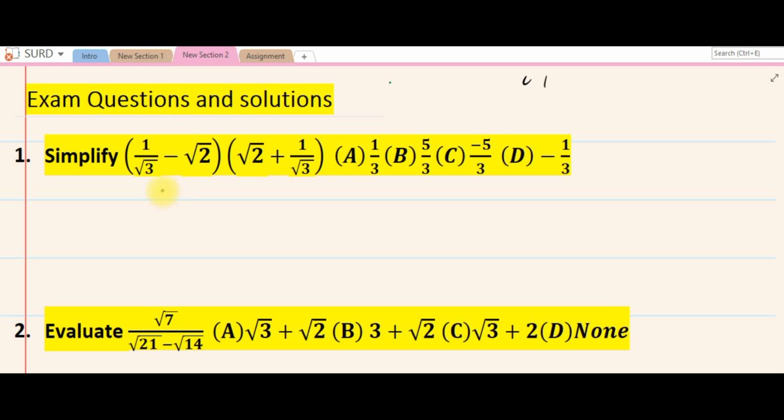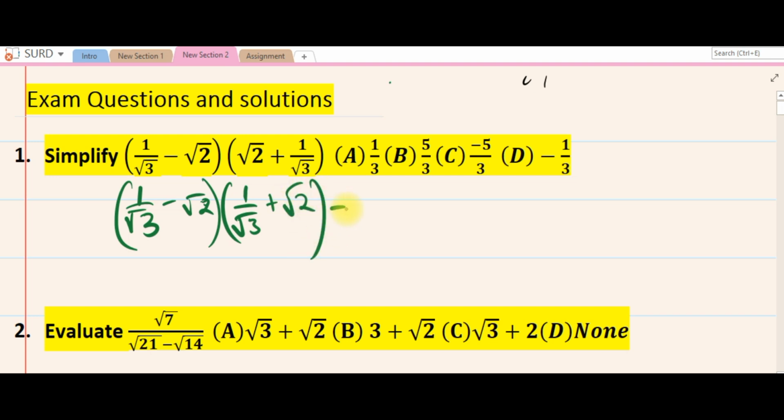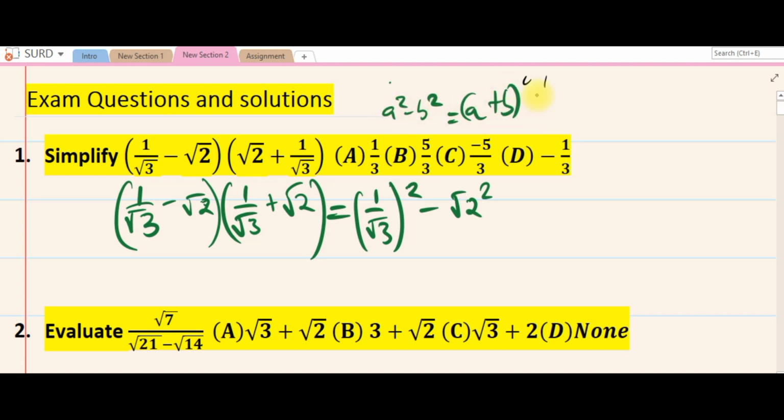Okay, so I can write this bracket as, and also making this to be the first. So nothing has changed, they are the same. Because I want to use difference of two squares. So from difference of two squares, this amounts to that. Root 2 squared. From difference of two squares, that's a squared minus b squared equals a plus b times a minus b. So that's difference of two squares.